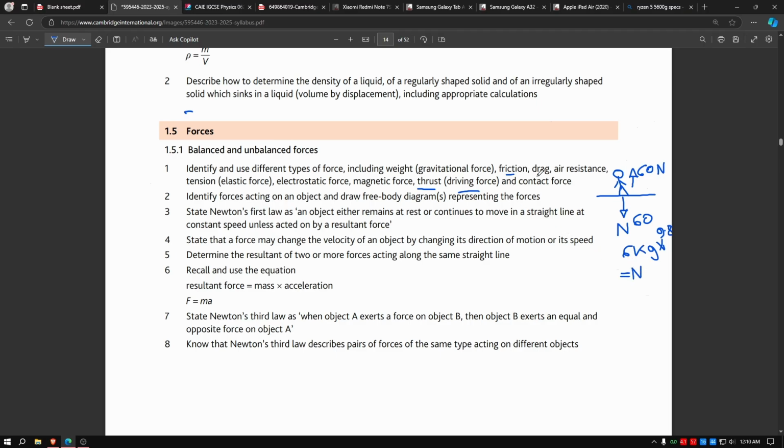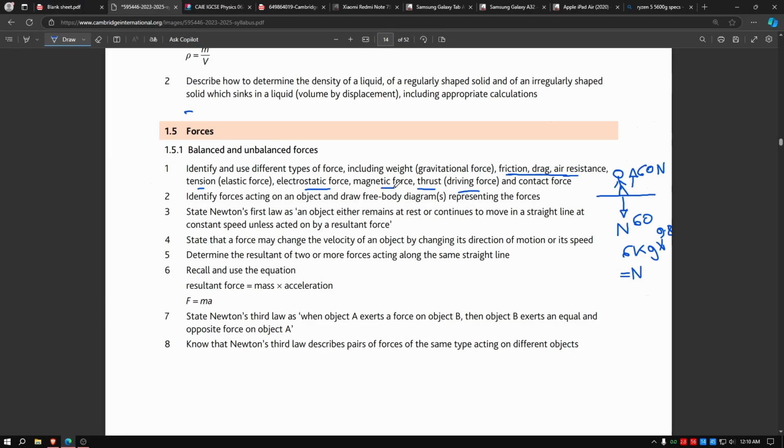Friction, car friction. Drag is also a type of friction, let's just assume. And air resistance is also friction. Like three types of friction, it's more or less the same. And tension, as we have known, is the force provided by a rope and whatnot. And electrostatic force is because of charges, positive and negative.